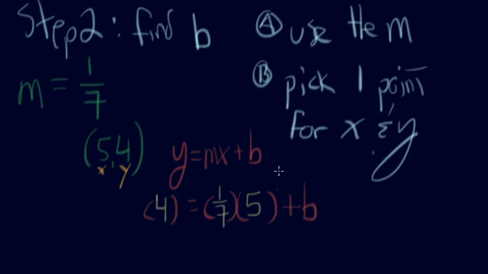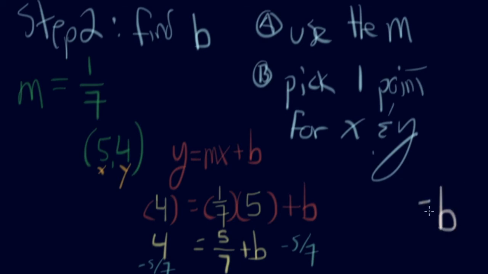Now we're going to solve for b. So we're going to have to do 1/7 times 5, which is just 5/7. And then I'm going to subtract 5/7 from both sides. So I'm going to try and squeeze this in, subtract 5/7, and I'm subtracting 5/7. So eventually, I'm going to get b is equal to whatever 4 minus 5/7 is. So I'm going to use my calculator because I haven't had coffee yet today. So 4 minus 5/7 is going to be positive 23/7.